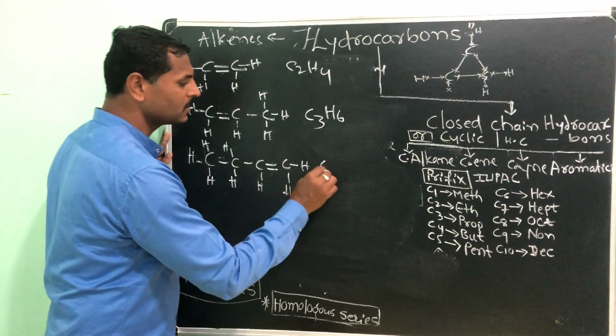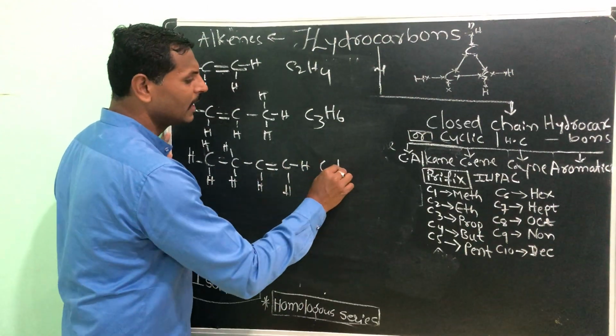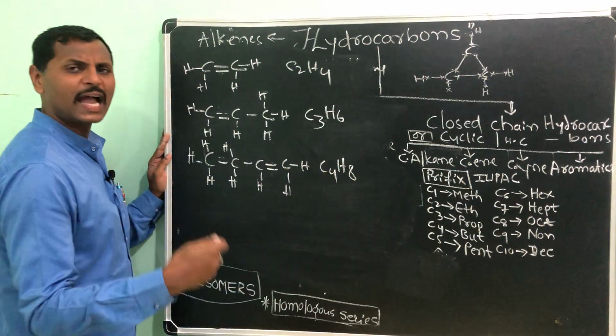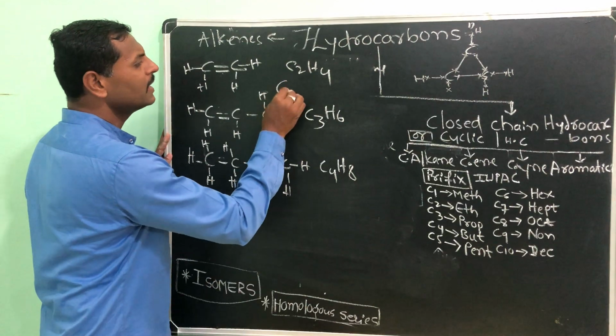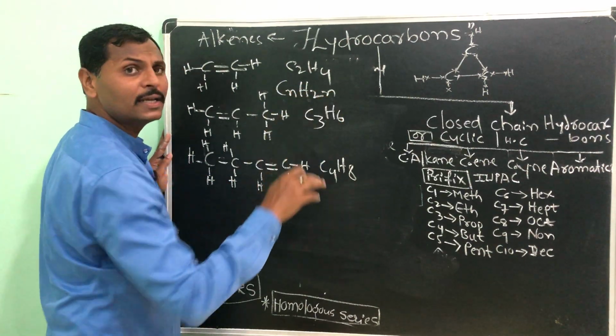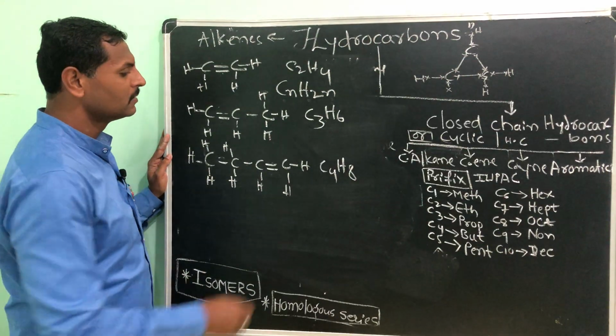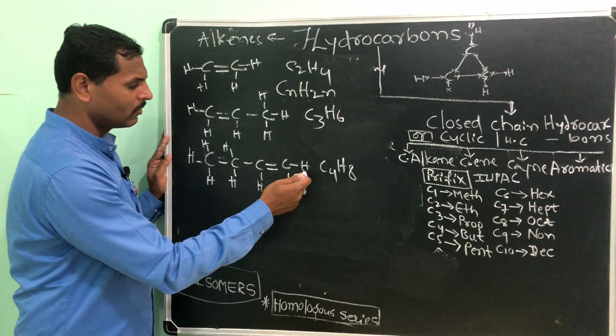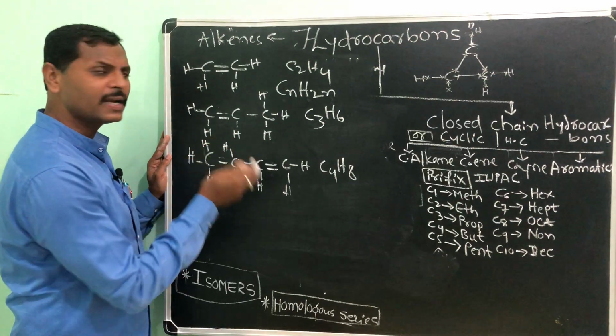Count the number of carbons, C4. Number of hydrogens, immediately I will write 8, because I know the general formula. What is that? CnH2n. So the number of hydrogens should always be double the number of carbons. C4H8. You just count and check: 1 2 3 4 5 6 7 8.